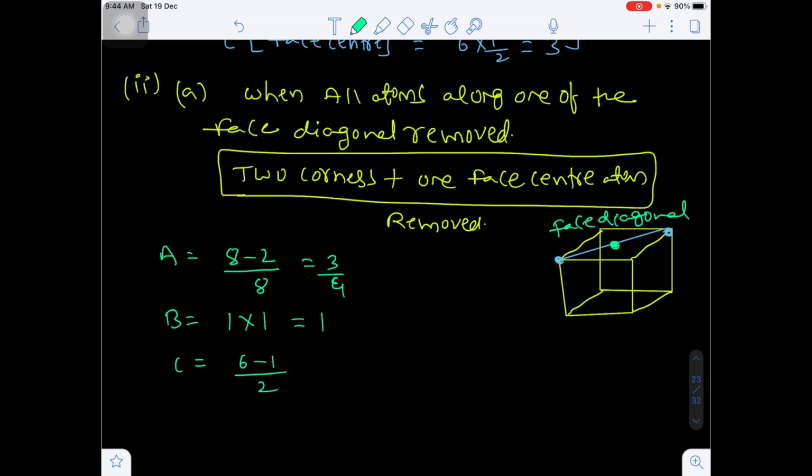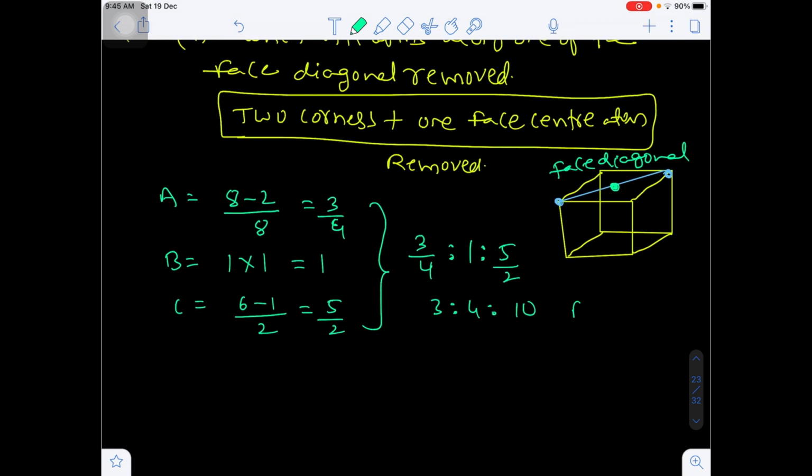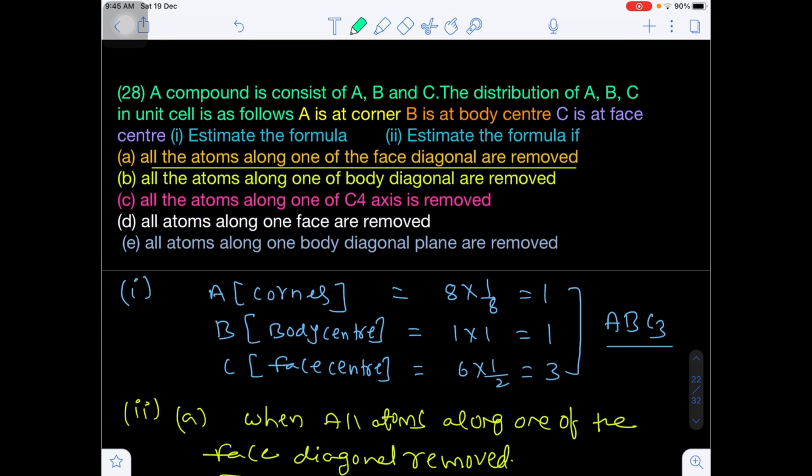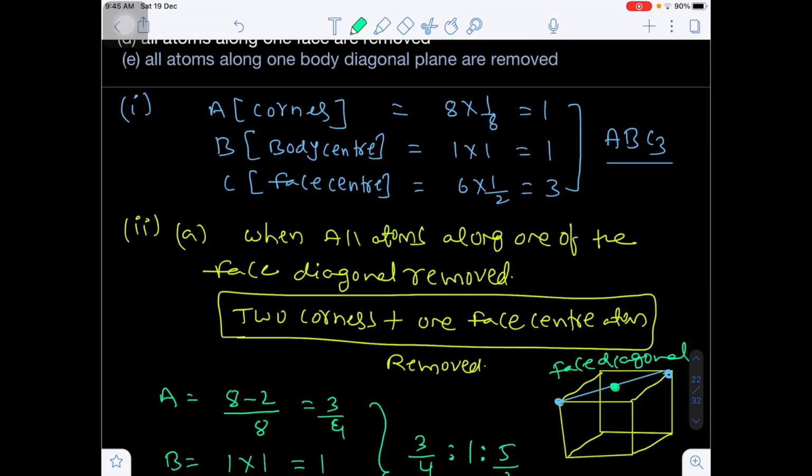So 6 minus 1 by 2 will be equal to 5 by 2. So overall, the ratio will be 3 by 4 is to 1 is to 5 by 2, which is nothing but 3 is to 4 is to 10. That means the final answer will be A3, B4, C10. Okay, this is part 2, first bit A.